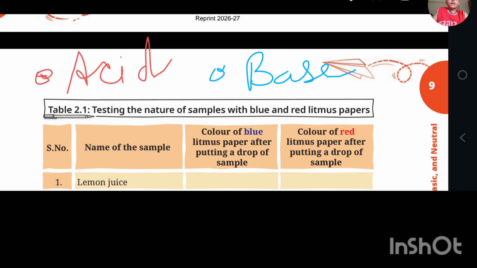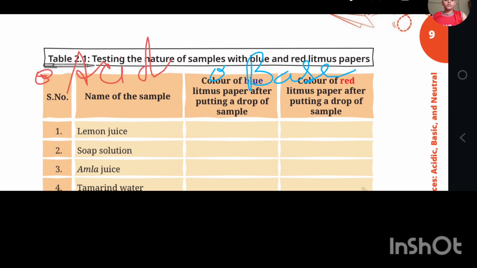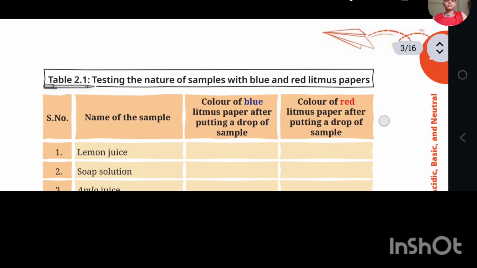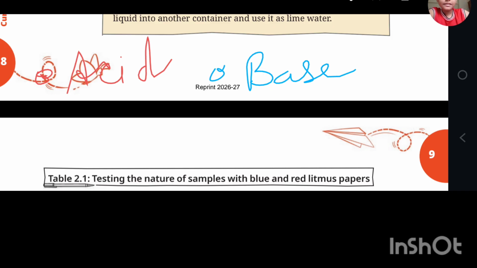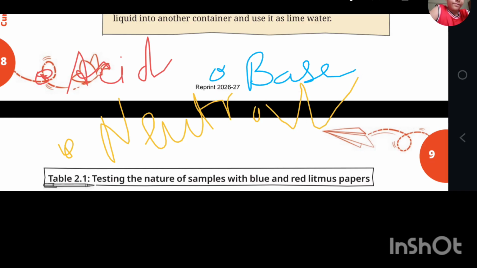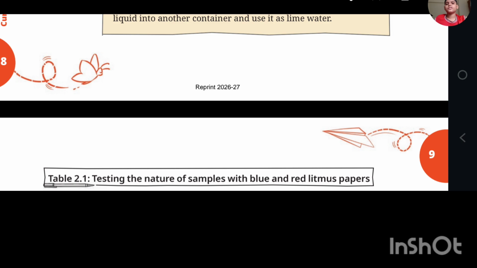Wait, I will show you a little bit. Okay, wait once. Acid, base, and this color will show neutral. So I have used three colors here. I will show you, and the real colors also I will show you. Neutral will be there. Okay, so I am pointing at them here.